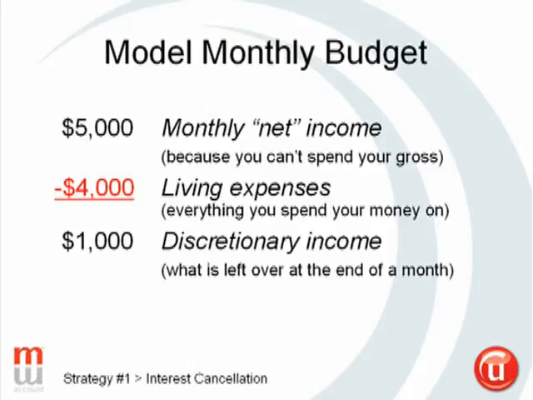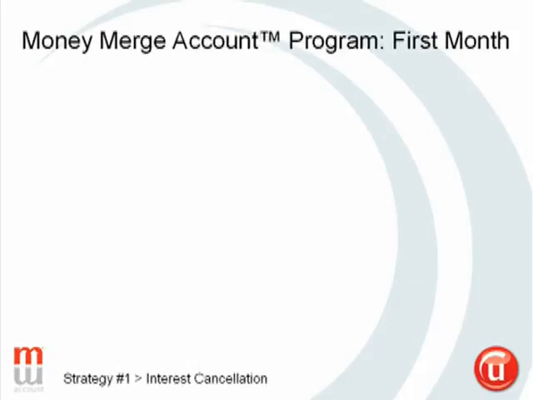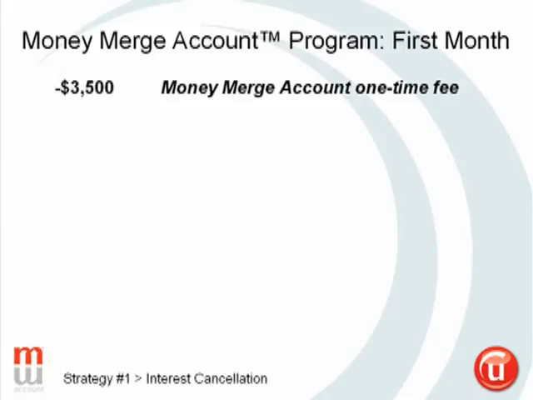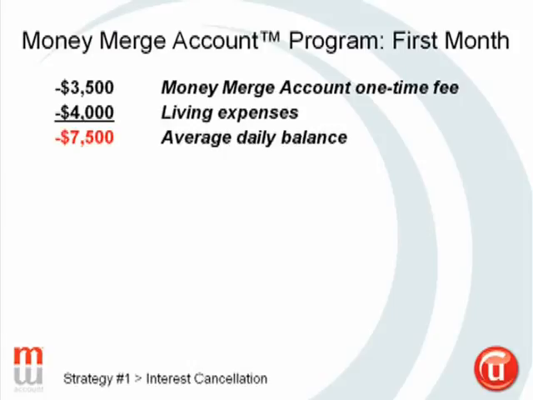So let's take a look at how this plays out. If we look at our first month on the Money Merge Account program, the program has a $3,500 one-time activation fee. The product follows the client for life. The client is going to pay out that $3,500. They now owe that dollar amount. We'll say that they made that payment through a line of credit in order to achieve the Money Merge Account activation fee. Now, John and Rebecca Jones need $4,000 to pay their living expenses, which they are going to draw from that as well, giving them a new average daily balance of $7,500.